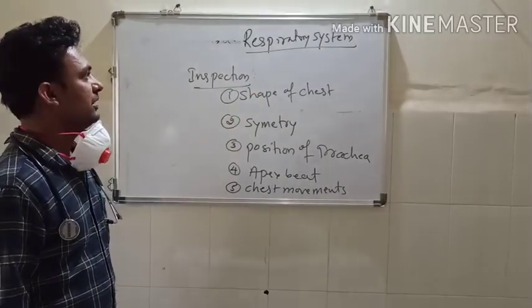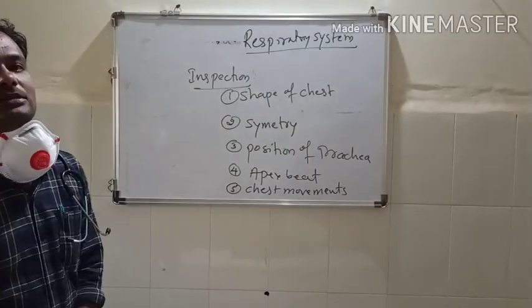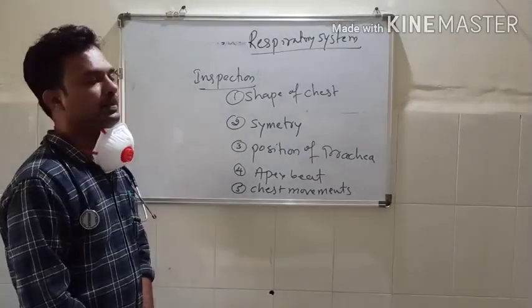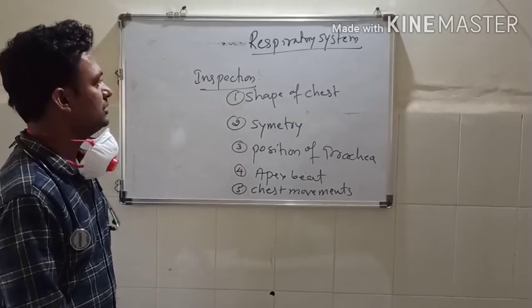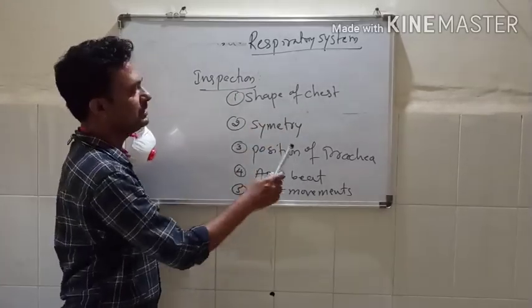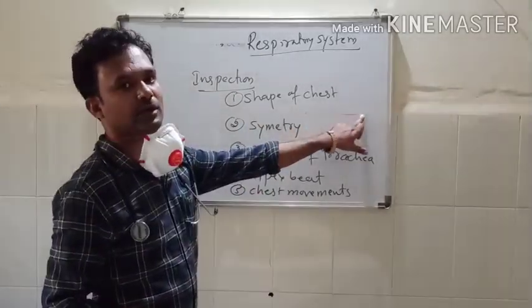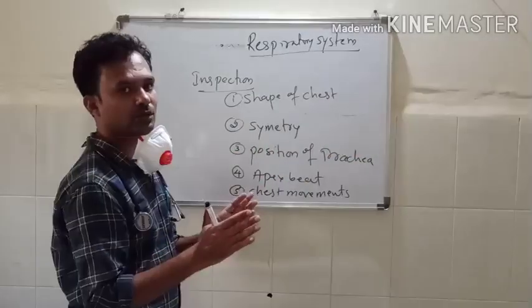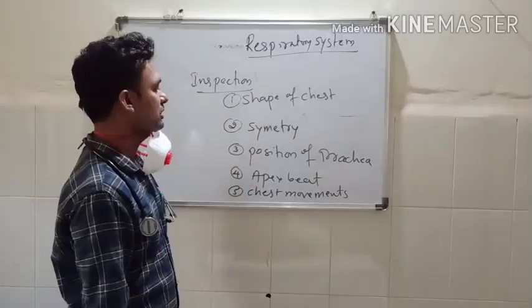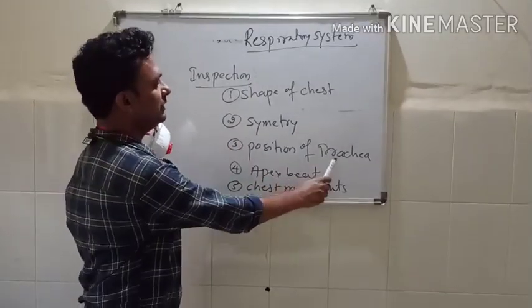We'll start with the examination of the respiratory system, which includes inspection, palpation, percussion and auscultation. Going for the inspection, first we look for the shape of the chest, whether it is round or elliptical. A normal chest is elliptical. Then look for the symmetry of the chest, whether both sides are equal. Then look for the position of the trachea.